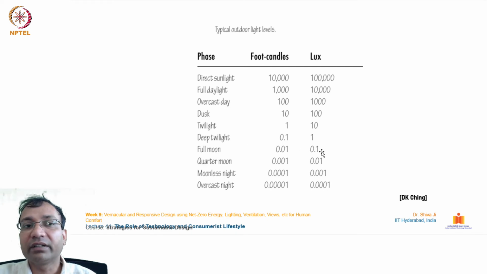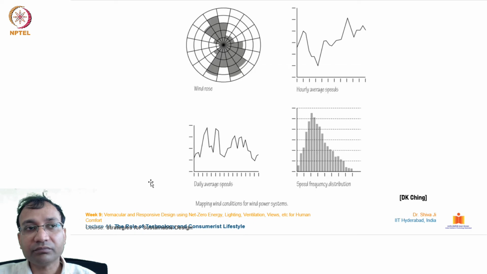On a full moon day we get a lux level of 0.1. A quarter moon day we get 0.01. Moonless night 0.001. Overcast night we get only 0.0001. So this is a relative comparison of these outdoor light levels, in broad sunny daytime, and in an overcast night, which is very dark. You can understand from here how the lighting levels outdoors vary depending upon the hour and the seasonal effects.